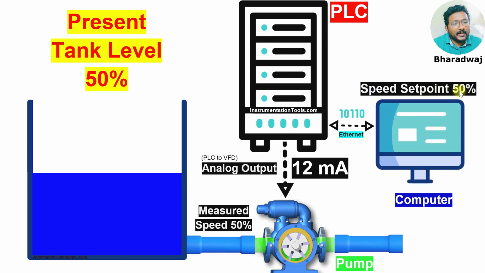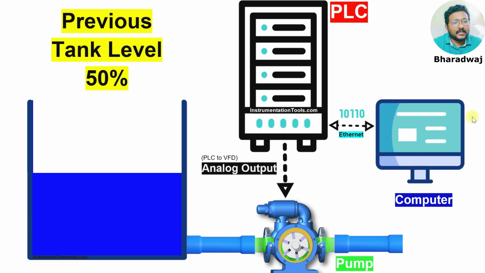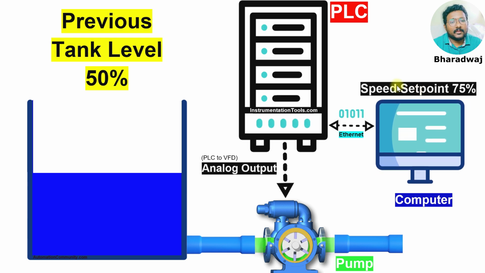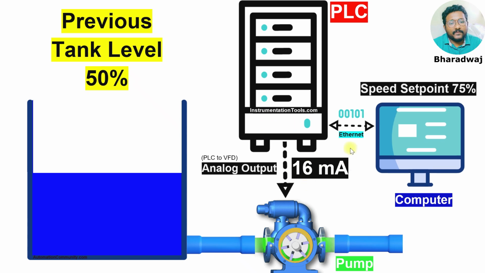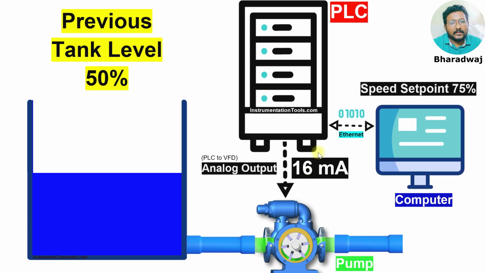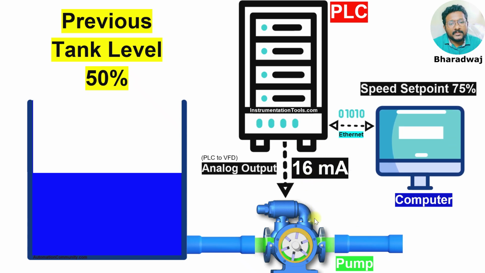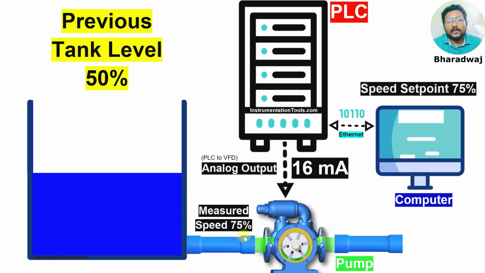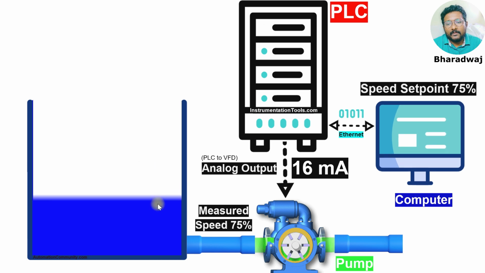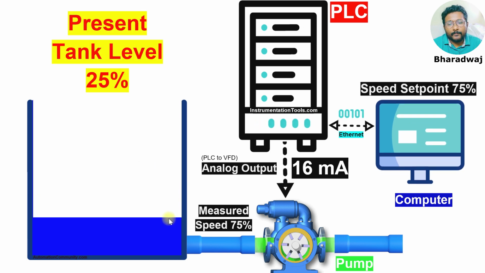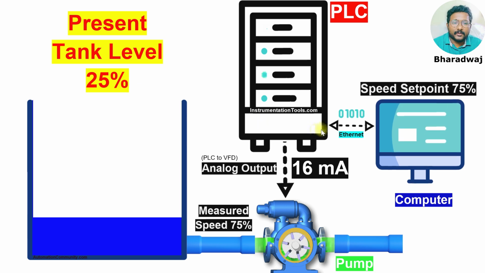Again the operator increases the speed to 75 percent. What happens? The PLC again updates the current signal value accordingly, which is 16 milliamperes. Then the pump speed again increases. Now it is 75 percent. Again, the water level is reducing. Now the tank level is 25 percent.